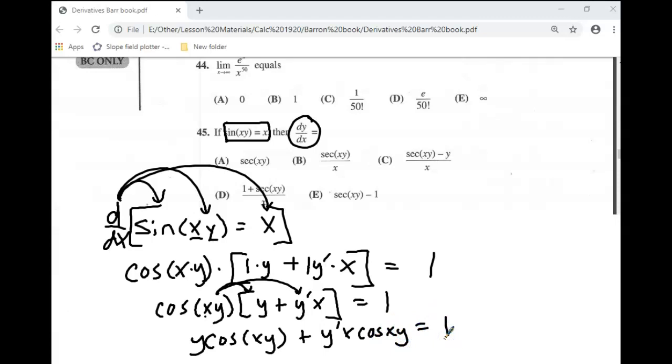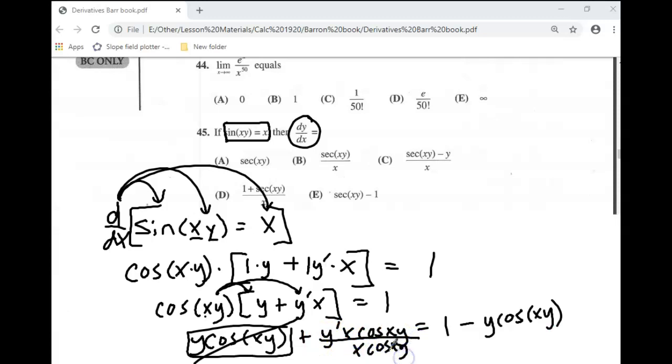The next thing I'm going to do is subtract this whole thing over to the opposite side. So if I minus this off this side, it goes away. And if I minus it over here, it'll look like this. And then I want to get y prime by itself. So now I'm going to divide both sides by x cosine xy.